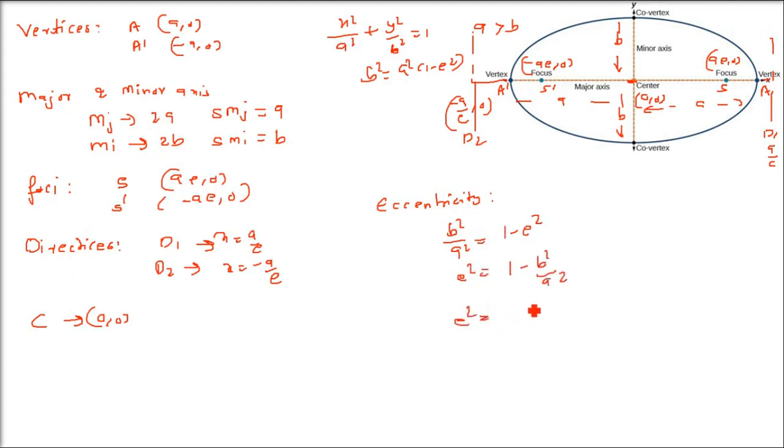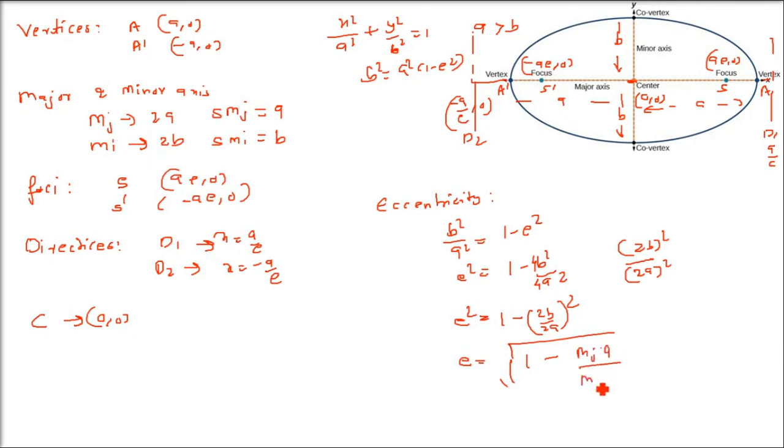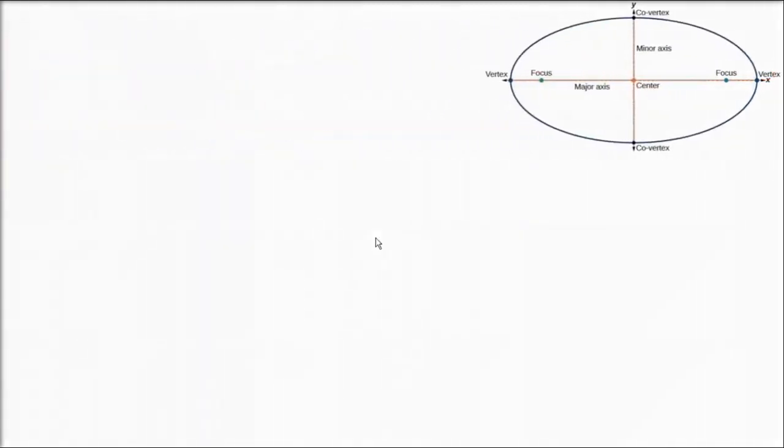So e square will be, now this b square by a square you can write as 4b square by 4a square. I'm dividing both by 4. So this 4b square can be written as 2b square, and 4a square as 2a square. So 2b by 2a I have written. So eccentricity is what? Under root 1 minus, 2b was what? 2b was the minor axis, and 2a the major axis, squared. Right? So this is all done, all the parts.